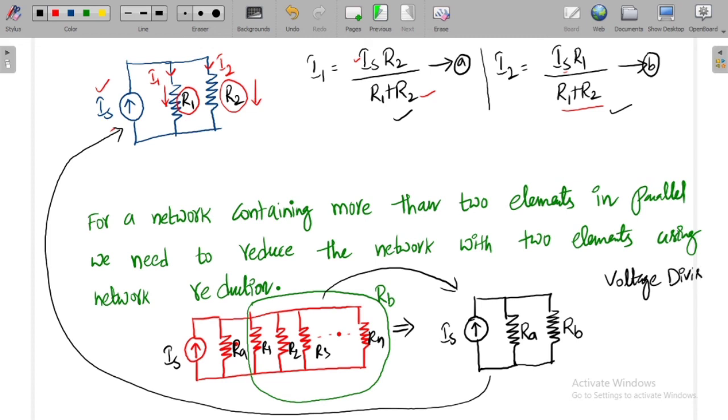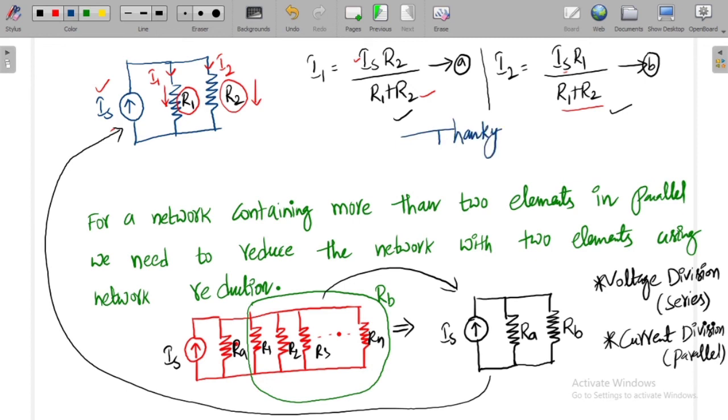Now in this video we have seen two important and basic concepts: the voltage division rule in case of series connected elements, and the current division rule in case of a parallel connection network. So this is a detailed explanation of the voltage division concept and the current division concept and where we can apply them.